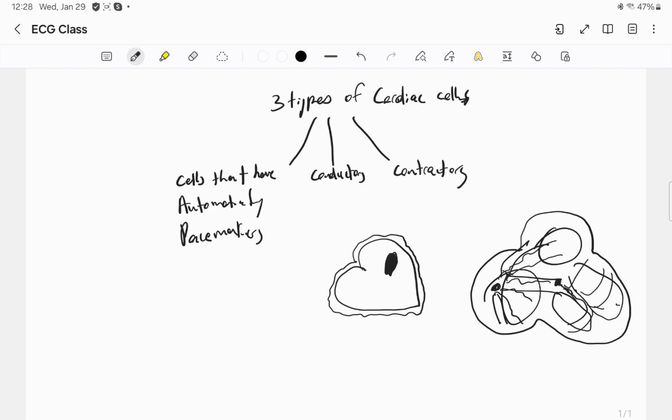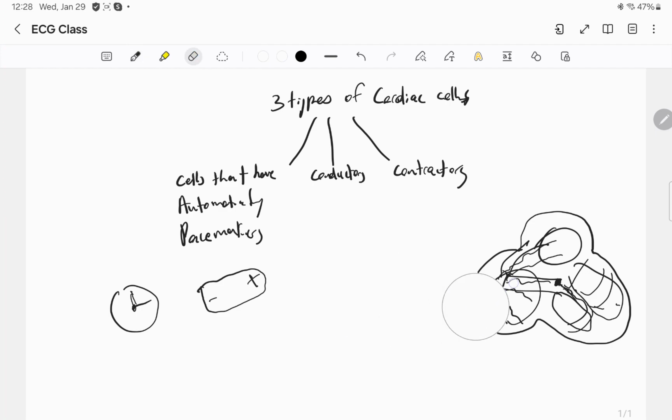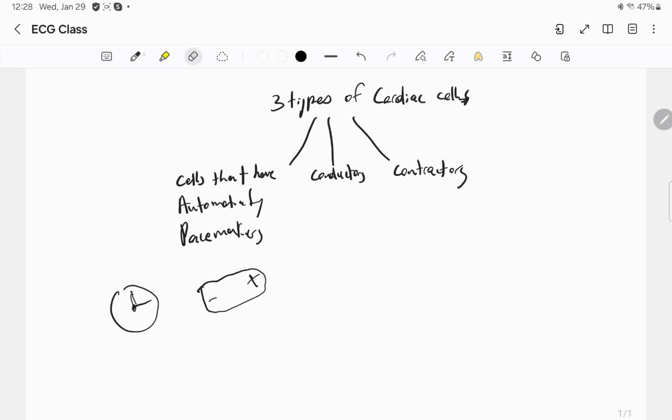Well, the interesting thing is, even though you have specialized automaticity cells, so let's draw, this cell is like a clock, and you have specialized conductor cells, so let's say this cell is like a battery. So it's got a positive and a negative. And you have specialized contractor cells. So contract, what could that be? Okay, this cell looks like a literal contract. All right. So these are our three cells, right?